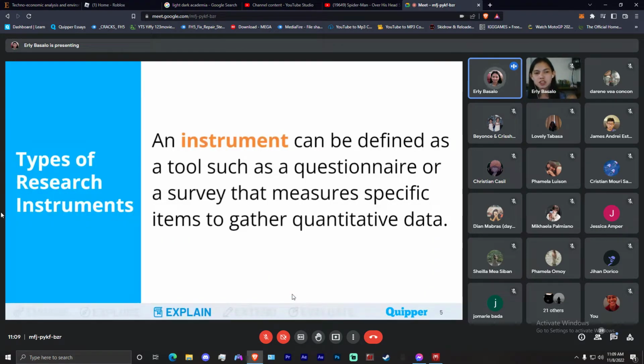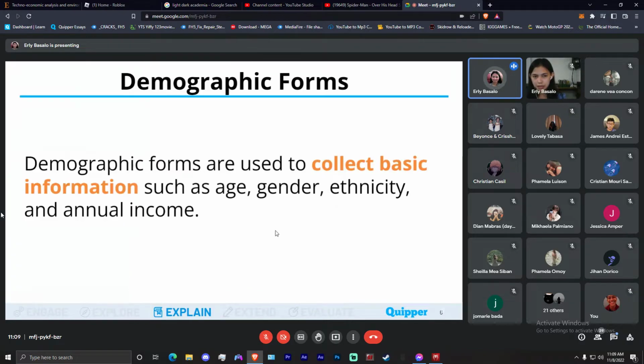So we have different types of research instruments. Let's first define instrument. An instrument can be defined as a tool, such as a questionnaire or a survey, that measures specific items to gather quantitative data.